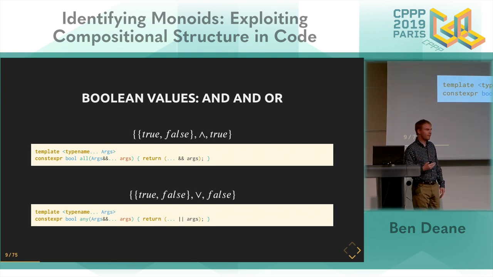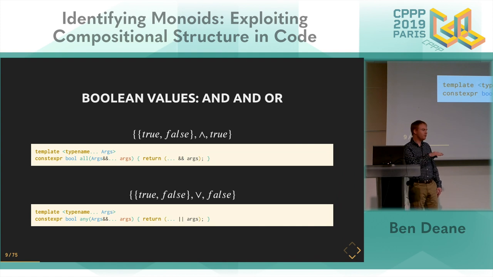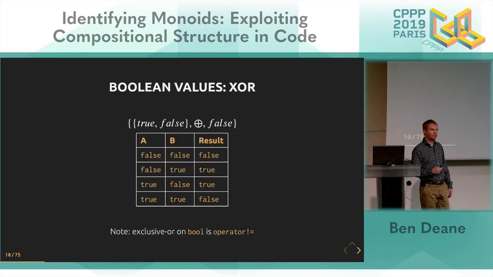Boolean values also offer us good examples of monoids. Again, kind of easy to think about. There's a reason why, in these fold expressions, the AND fold expression evaluates to true if you have an empty parameter pack. And likewise, an OR fold expression evaluates to false if you have an empty parameter pack. That's because the identity value for AND is true, and the identity value for OR is false. If you OR anything with false, you get back what the thing was, similarly AND. So these fold expressions work for us because of the existence of the monoid on AND and OR, in particular because of the identities.